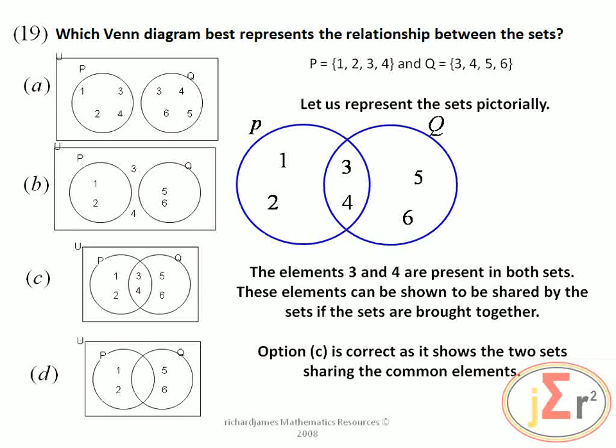Option C is correct, as it shows the two sets sharing the common elements. Yes, when representing sets and there are elements that are common, the most appropriate way to express that is to cause the common elements to be shared by the two sets. And if we have a 3-set problem, the common elements should be shared among the 3 sets. Having the sets joined together in such a way that one overlaps the other is the best way to demonstrate that. Option C is correct.